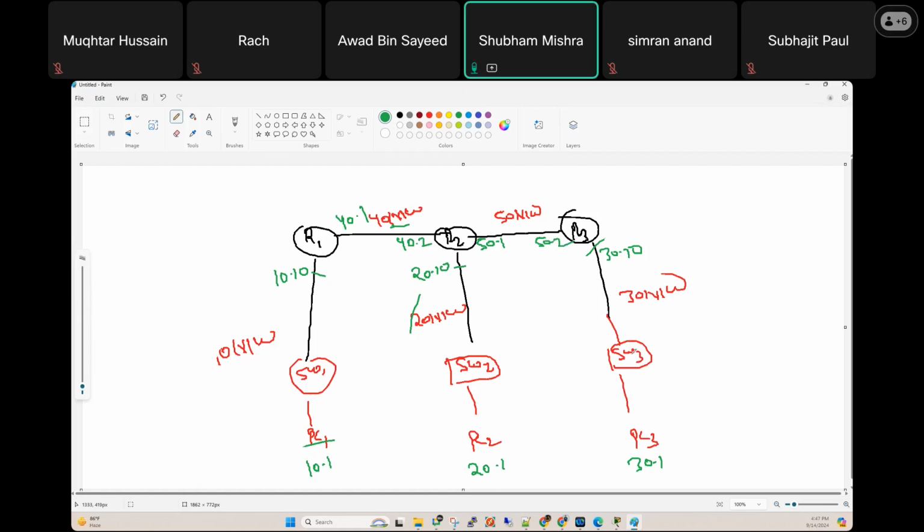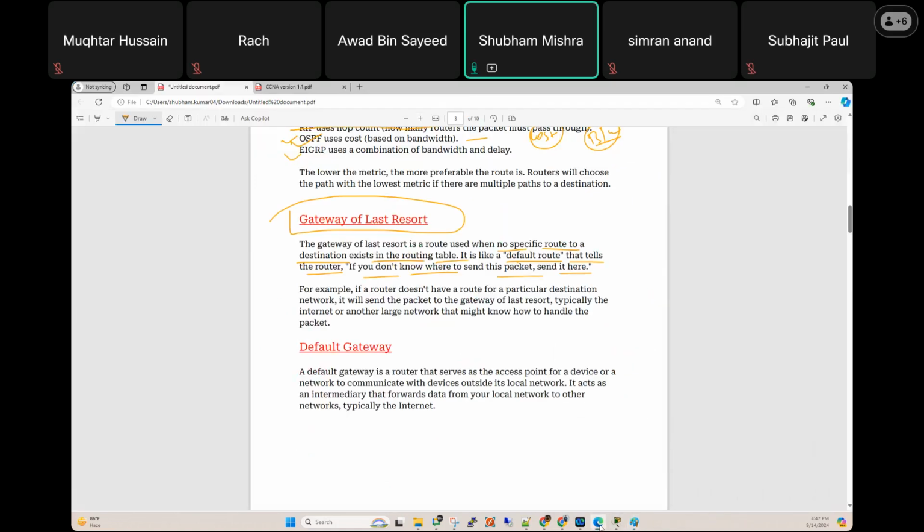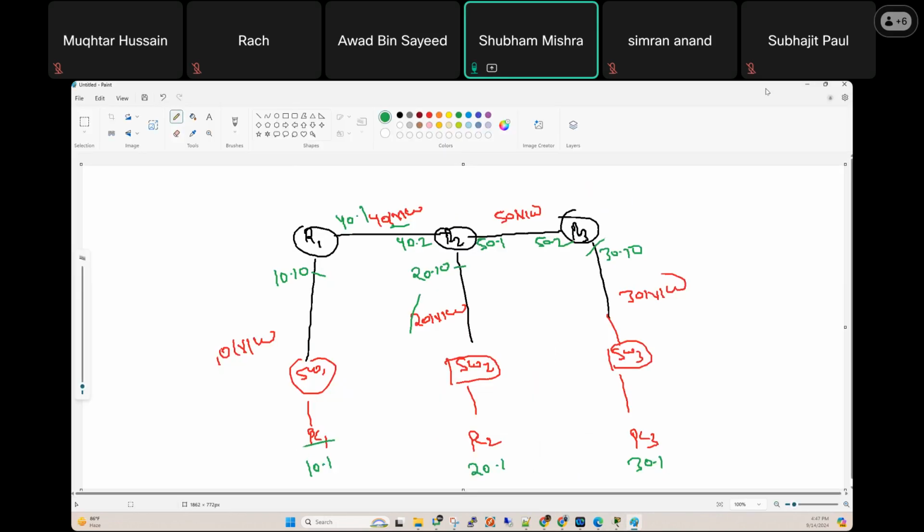Clear, everyone? Now we are discussing, guys, gateway of last resort. But don't remember this keyword. Understand default gateway. Sorry, default route. There is a difference, guys, between the default route and default gateway. Default gateway, I think in the previous class I have already explained to you. It is the zip code of the network.